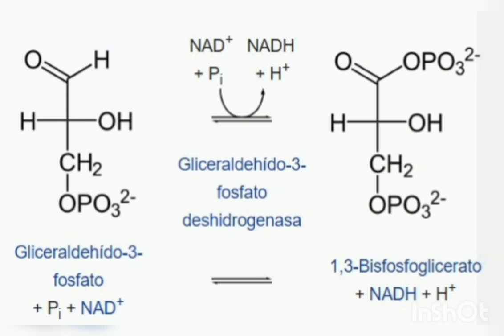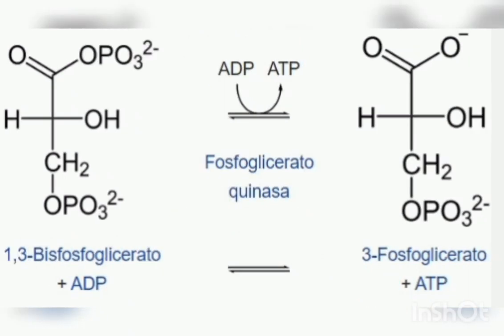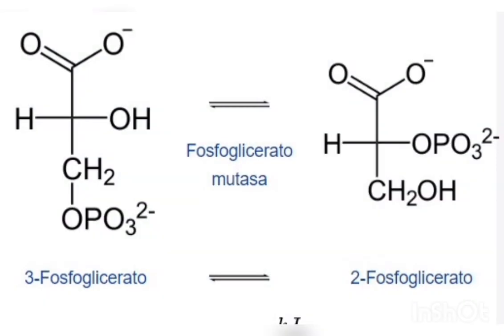Step 6, oxidation and phosphorylation. Glyceraldehyde 3-phosphate is oxidized by the action of the enzyme glyceraldehyde 3-phosphate dehydrogenase, generating NADH and a molecule of 1,3-bisphosphoglycerate. This molecule is then phosphorylated by the enzyme phosphoglycerate kinase, using a molecule of ADP to form ATP and a molecule of 3-phosphoglycerate.